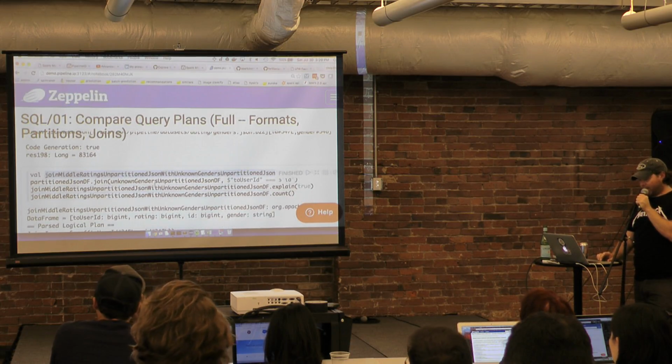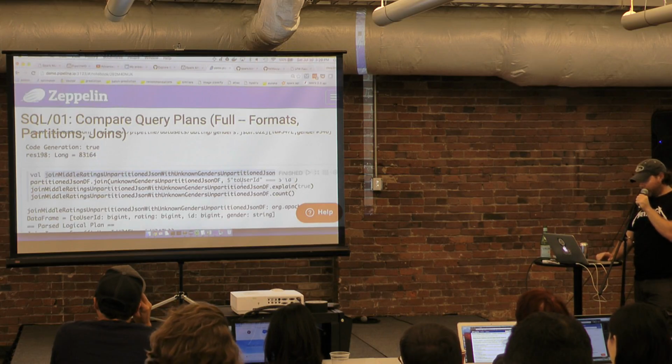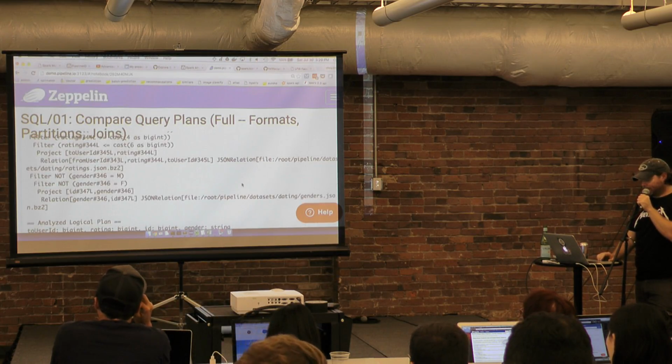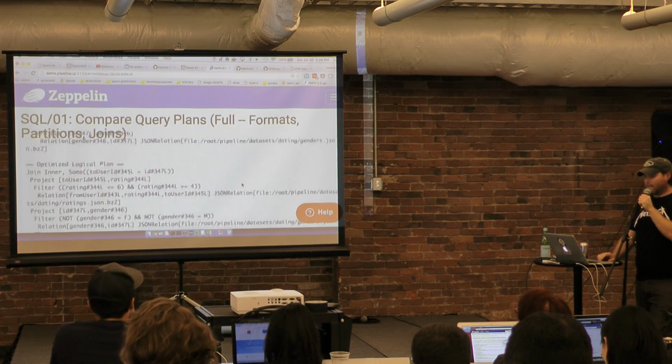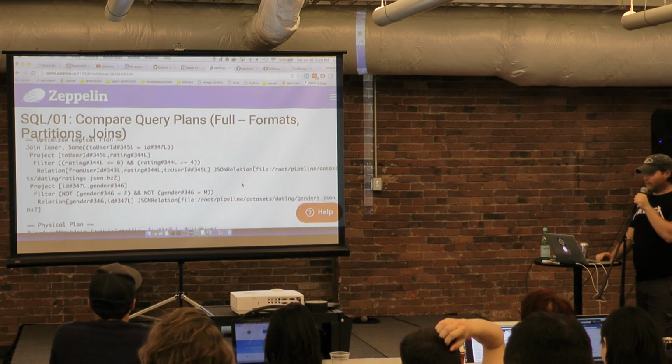Unpartitioned JSON with unpartitioned JSON. So this is going to be horrible. Yeah. So help Spark help you by partitioning.